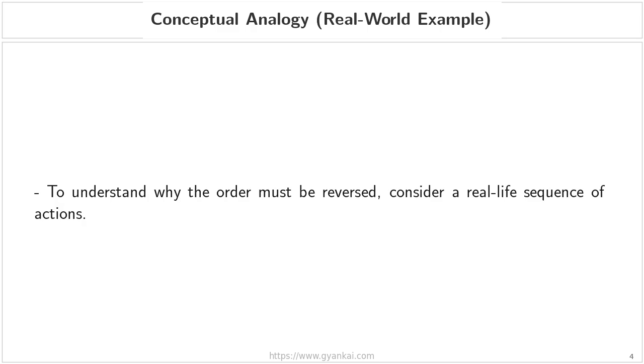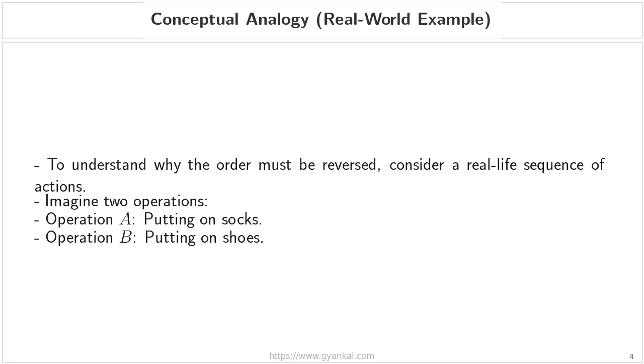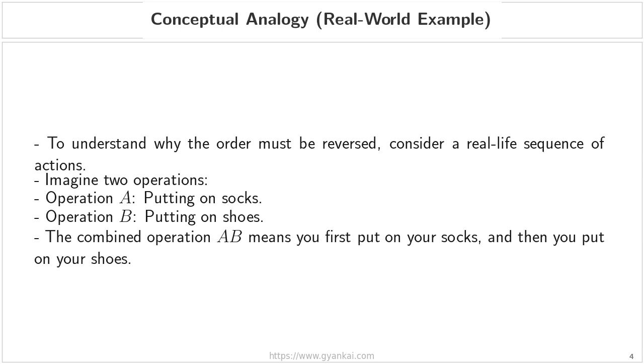Conceptual analogy, real-world example. Now that we have examined the formal logical proof, you might be wondering why the order of the matrices must be reversed. To make this concept more intuitive, let us consider a real-life sequence of actions. Imagine we have two distinct operations. Let us define operation A as the act of putting on your socks and operation B as the act of putting on your shoes. In matrix terms, the combined operation AB represents the sequence of these events.